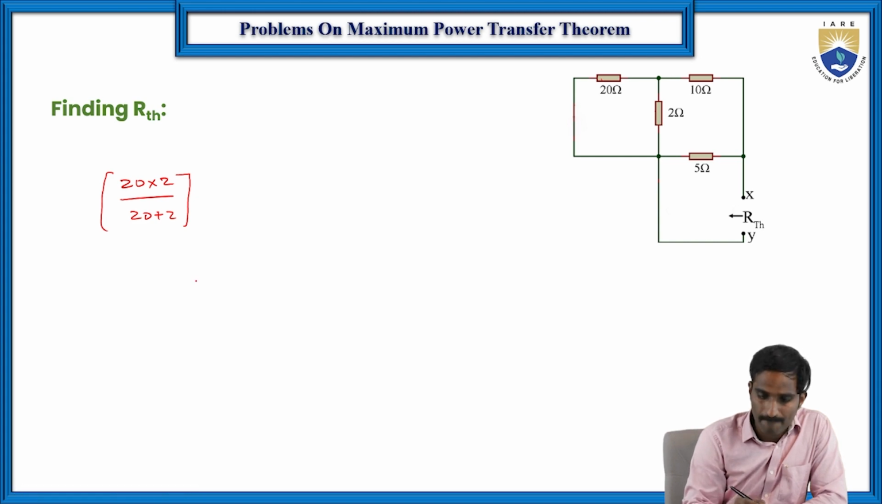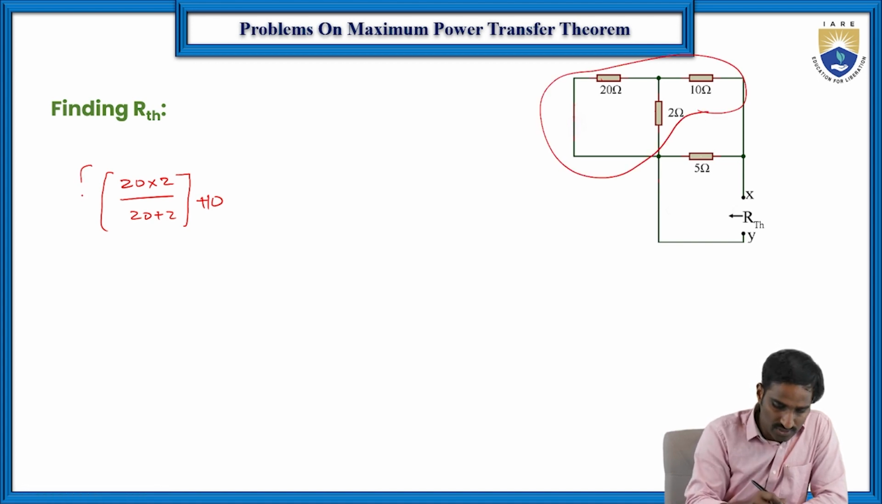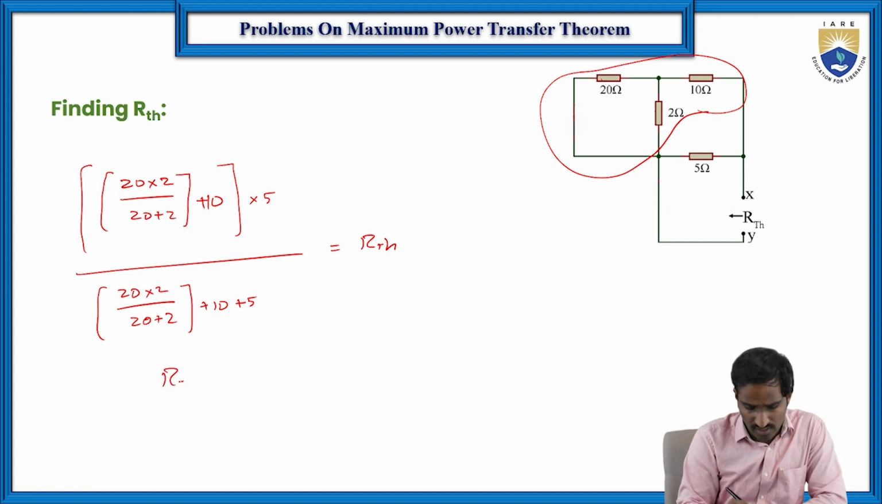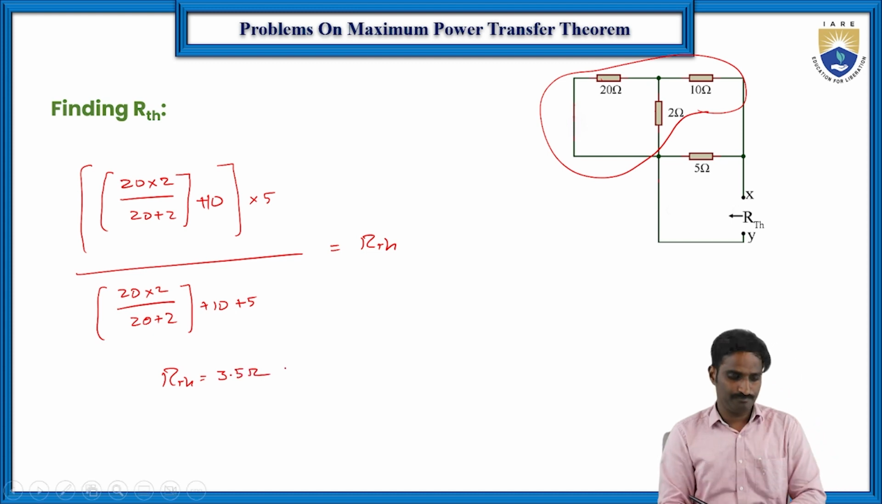Sorry, this parallel combination is in series with the 10 ohm resistor. So here plus 10, right? Then this total combination is in parallel with the 5 ohms. So that is 10 into 5 by 20 into 2 by 20 plus 2, plus 10 plus 5, which is nothing but the R Thevenin. The value of R Thevenin here is 3.5 ohms.